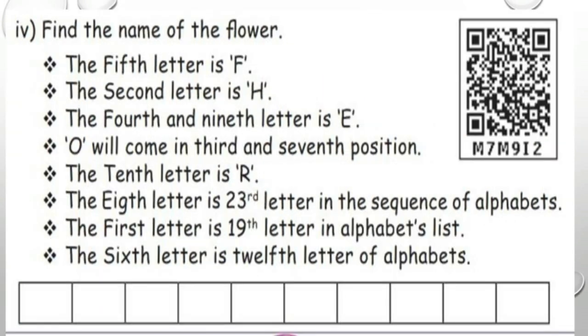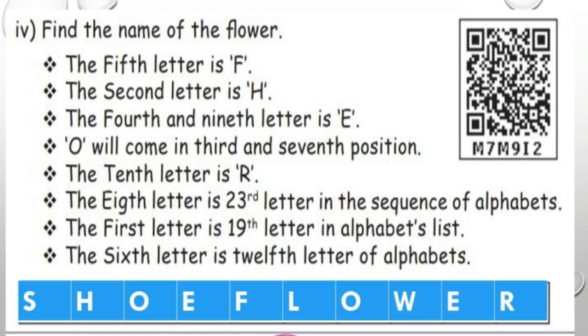Find the name of the flower. So, now we are going to find the name of the flower. The 5th letter is F. So, in that box you have to write in the 5th place F. The second letter is H. So, in the second place you have to write H. The 4th and the 9th letter is E. O will come in the 3rd and the 7th position. The 10th letter is R. The 8th letter is the 23rd letter in the sequence of alphabets. The first letter is the 19th letter in the alphabet list. The 6th letter is the 12th letter of the alphabets. What flower is it? Yes, it is a shoe flower.